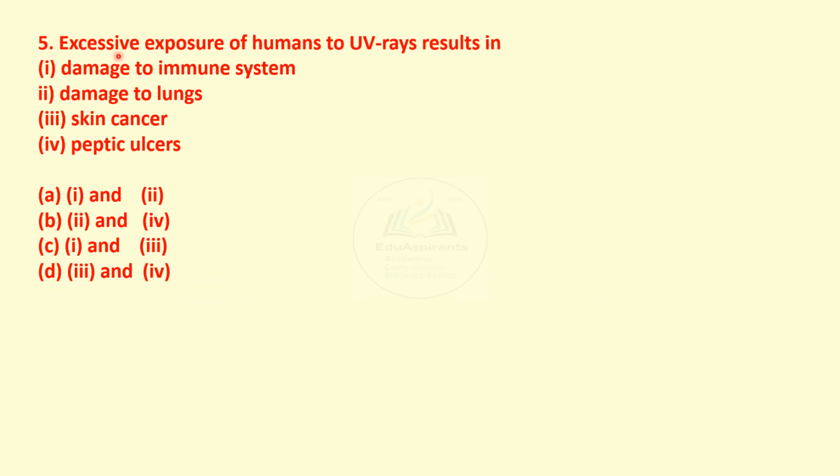5. Excessive exposure of humans to UV rays, ultraviolet rays, that means, results in damage to immune system, damage to lungs, skin cancer, or peptic ulcers. From the choices given A, B, C, D, mark the correct answer. And the answer is C. And no explanation is required because it is a straight answer to what causes damage to body as UV rays.